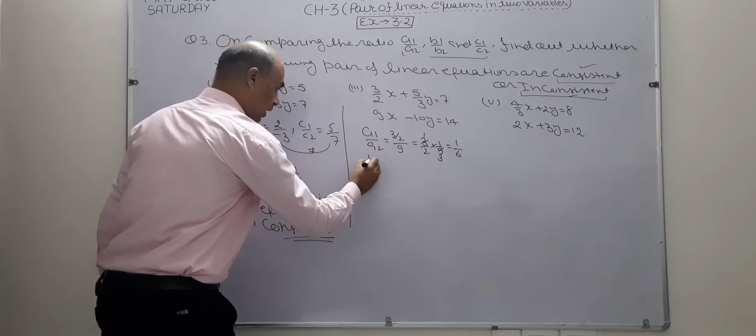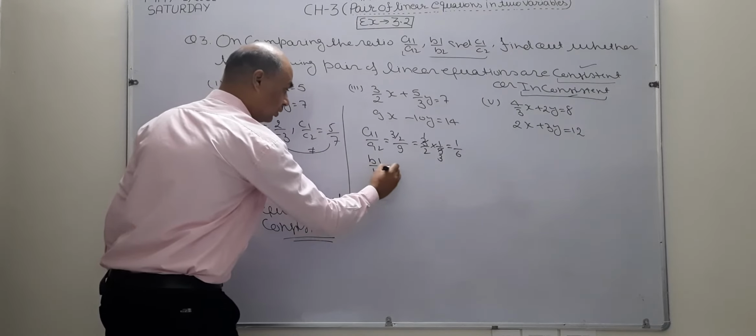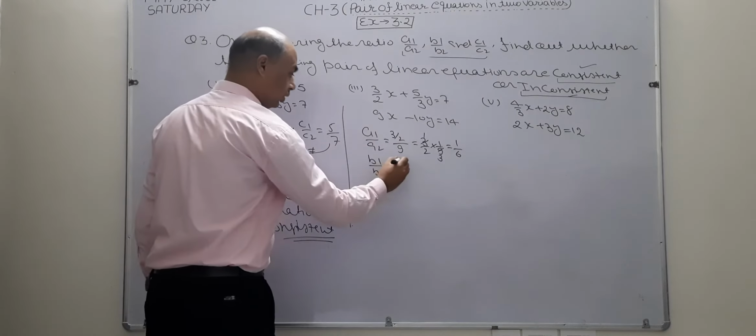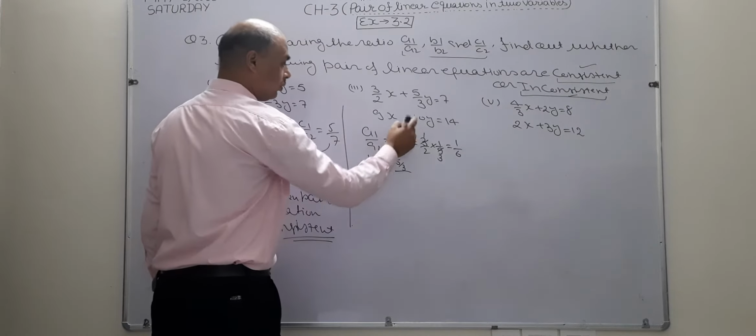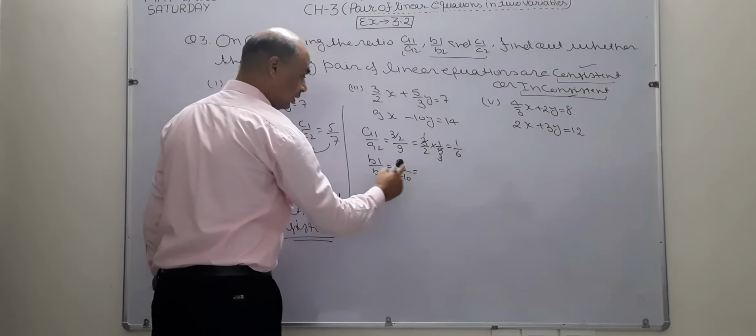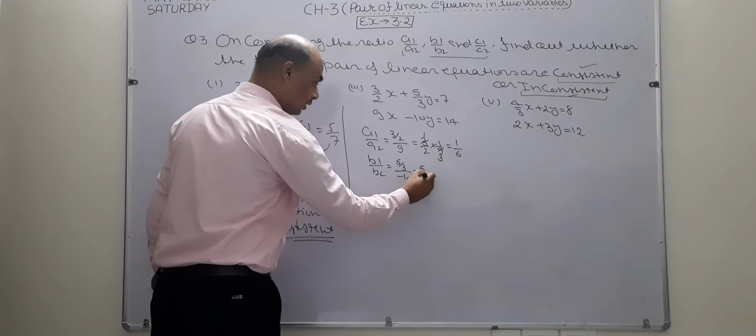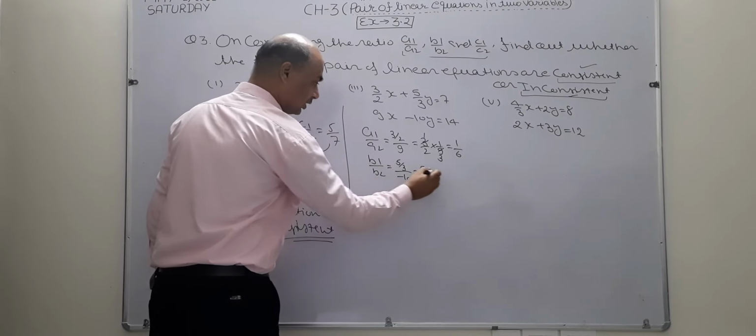Now see, I am going to take out its B1 by B2. What is the value of B1? 5 by 3. I write here 5 by 3. What is the value of B2? Minus 10. I write minus 10. 5 by 3 and 1 by minus 10.